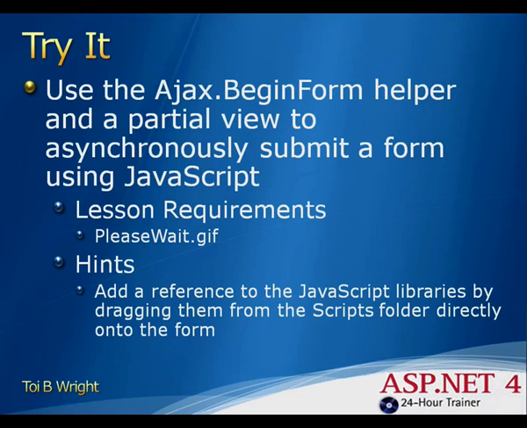In this lesson, you use the AJAX.begin form helper and a partial view to asynchronously submit a form using JavaScript. The lesson requirement for this lesson is the pleasewait.gif file, and the hint for this lesson is to add the references to the JavaScript libraries by dragging them directly from the scripts folder onto the form.